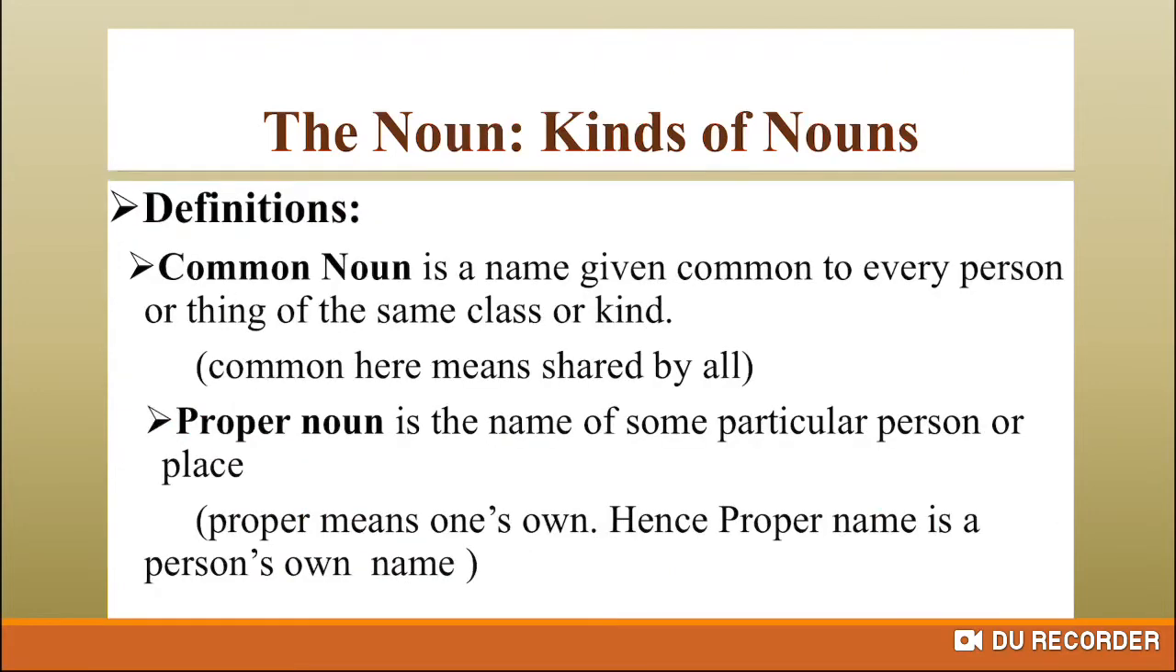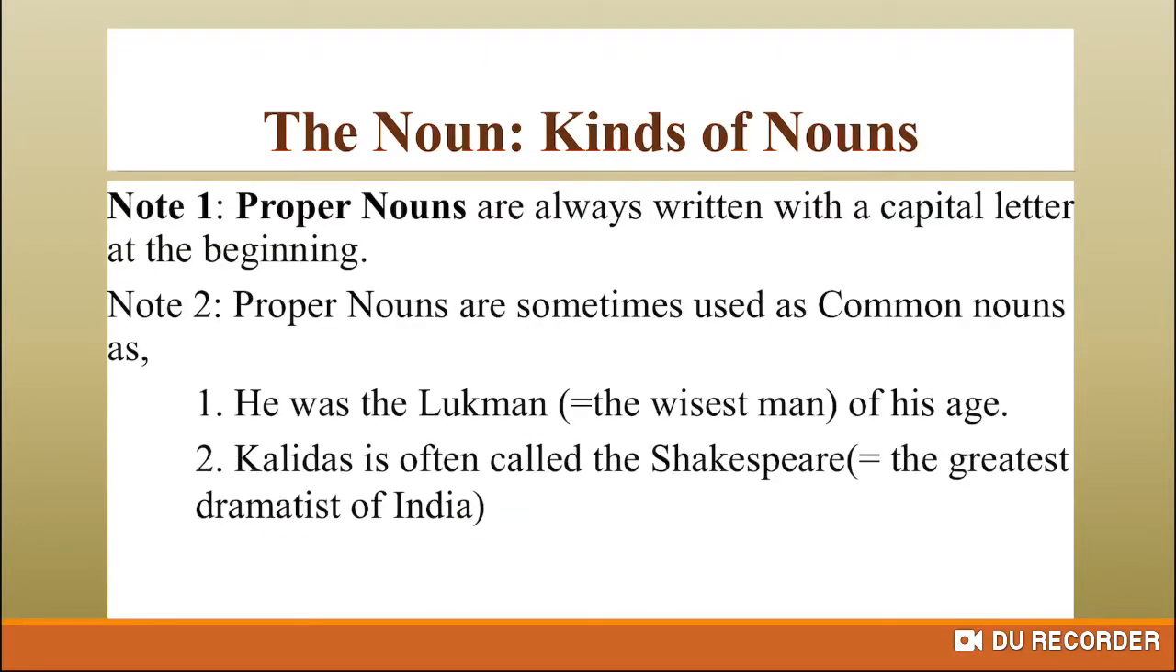As far as the definition of common and proper noun is concerned, a common noun is a name given in common to every person or thing of the same class or kind. And common here means shared by all. Whereas a proper noun is the name of some particular person or place. So proper means one's own. A proper noun is the person's own name. When we talk about proper nouns, we must keep in mind that we should always write them with a capital letter.